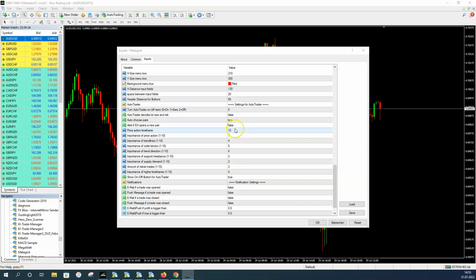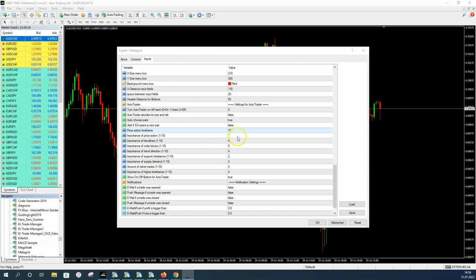The next one is the price action time frame. You should not change this. It is by default 15. So my advice is leave it at 15, because this only decides how fast the EA scans through your pairs. It has nothing to do with which time frame the EA trades. It has only to do with how fast the EA scans through your pairs, and 15 is the number you should have on it.